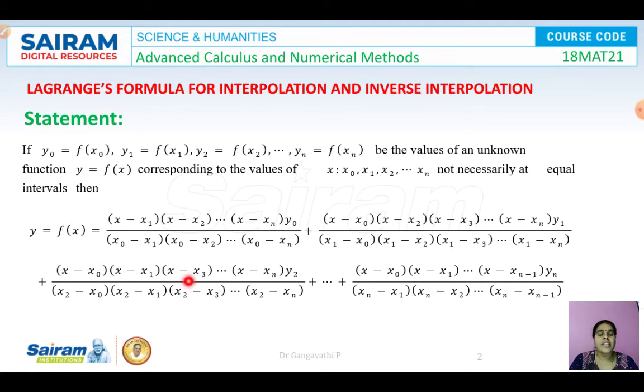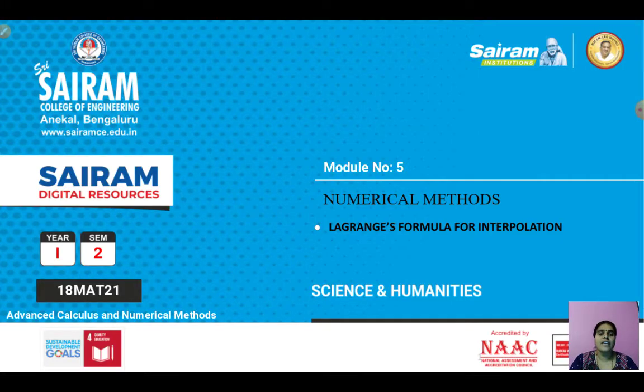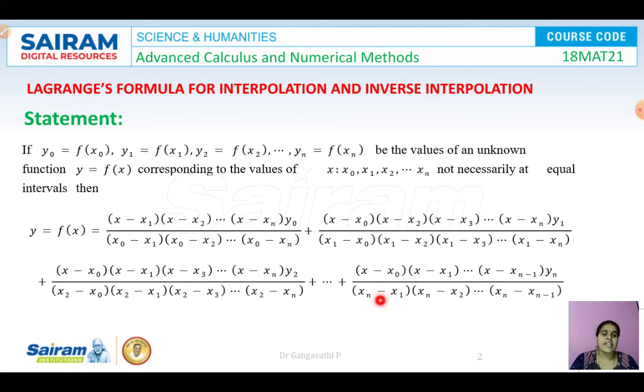So in the numerator, that x minus x2 term is missing and in the denominator, all the terms are subtracted by x2. Similarly, if we proceed like that, the last term will be x minus x naught, x minus x1 and so on, x minus xn minus 1 into yn, by, the missing term is x minus xn. So now in the denominator we have to take xn: xn minus x naught, xn minus x1, xn minus x2 and so on, xn minus xn minus 1. So in the first term, x minus x naught is missing, but y naught is multiplied. In the second term, x minus x1 is missing, but it is multiplied by y1. The missing value of x is taken in the denominator.